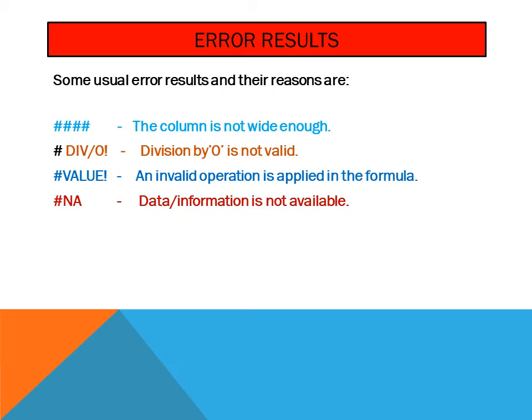Hash NA. It suggests that the data and the information which we want to convey or obtain is not available. That means again the formula that we have framed is not valid, or that we have not used the correct syntax for writing that formula. So these are the common error results which are obtained while we are using any formula in our Excel sheet.